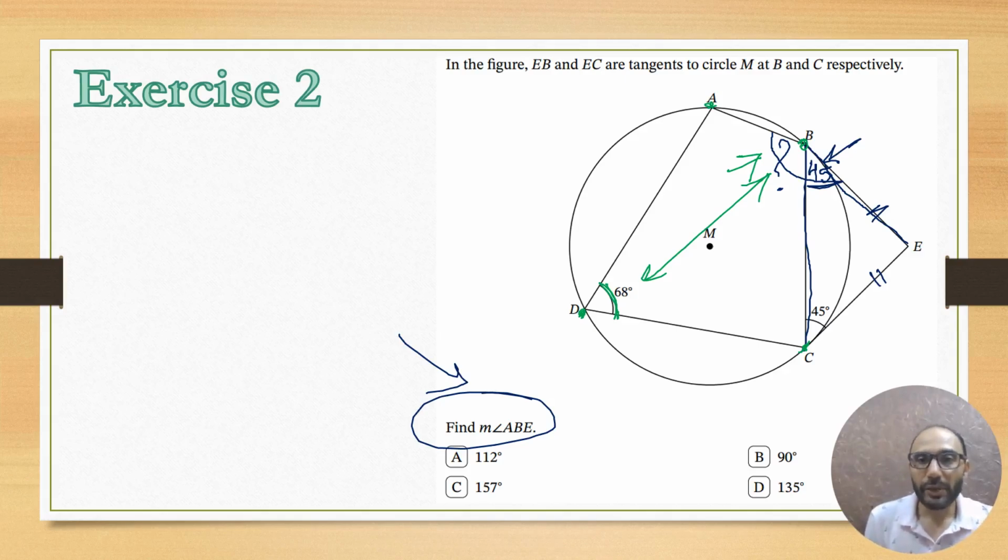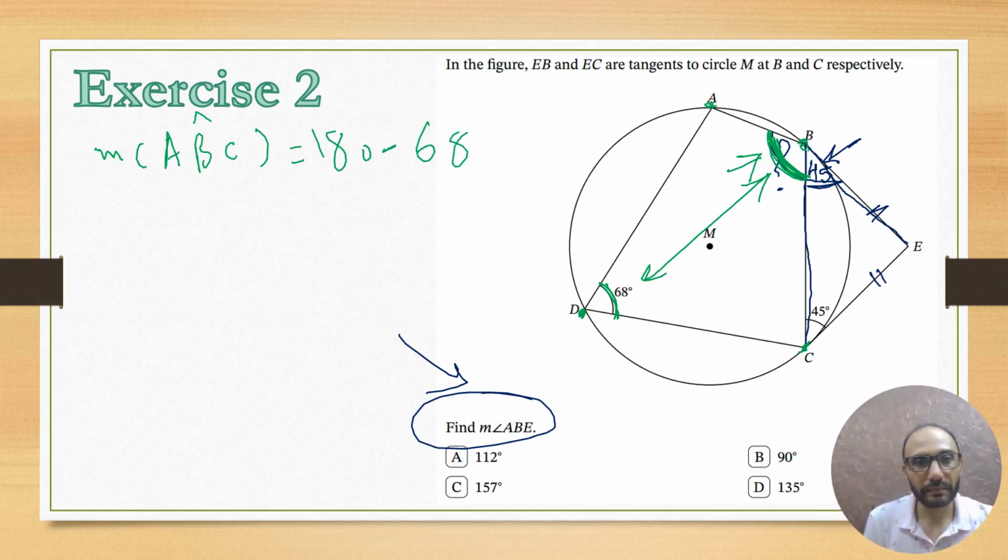So by using the properties of the cyclic quadrilateral, we can find the measure of this angle in green, which is ABC. Measure of angle ABC equals 180 minus 68. Let's subtract: 10 minus 8 is 2, 7 minus 6 is 1, and 1 in the hundreds. It must be 112 degrees. So this angle is 112 degrees.